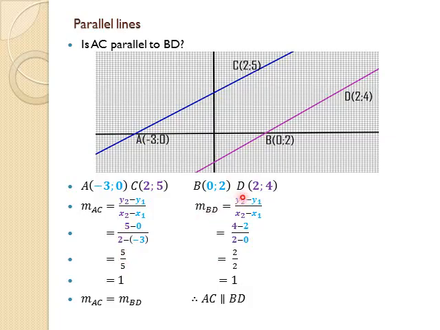Gradient BD: y2, so 4 minus 2, over 2 minus 0. 4 minus 2 gives me 2 over 2, which equals 1. So gradient AC equals gradient BD. Therefore, AC is parallel to BD because the gradients are equal. So if the gradients are equal, then my lines are parallel.